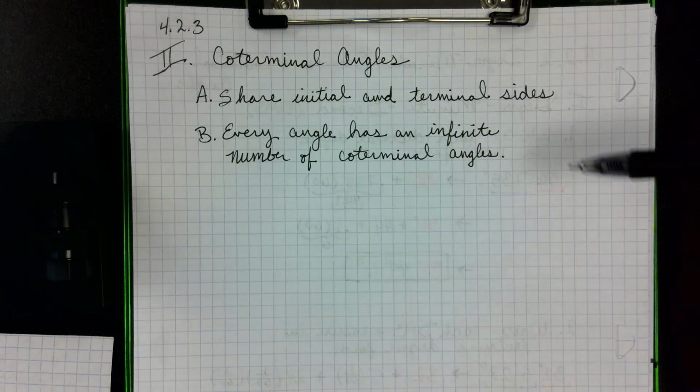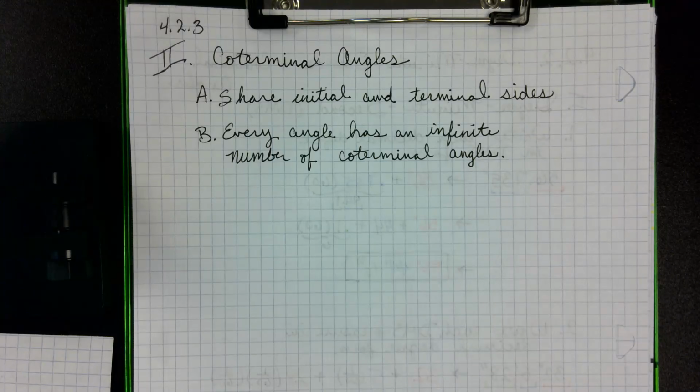And then the second part is that every angle has an infinite number of coterminal angles. It's because you're going around in a circle. So you can go around a circle and stop, go around the circle, stop again, and again, and again. And you can do that an infinite number of times because it's a circle.